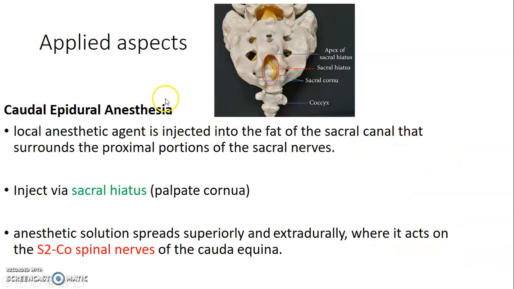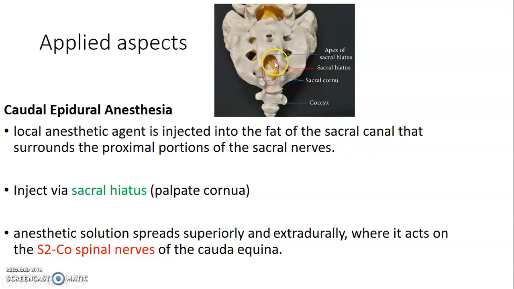So what are the applied aspects? You can apply anesthesia, local anesthetic agent. You can inject into the fat of the sacral canal so that it gets to the sacral nerves in the cauda equina. But how do you inject? You have to palpate the cornua. This is the sacral cornua.